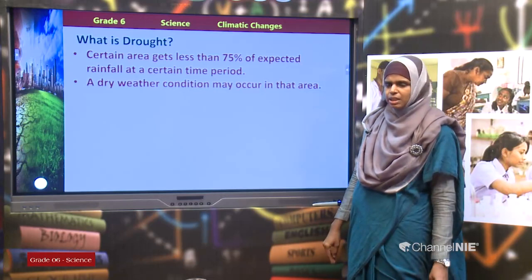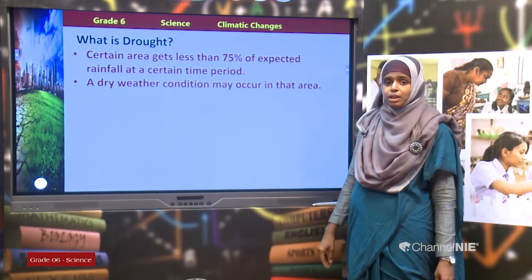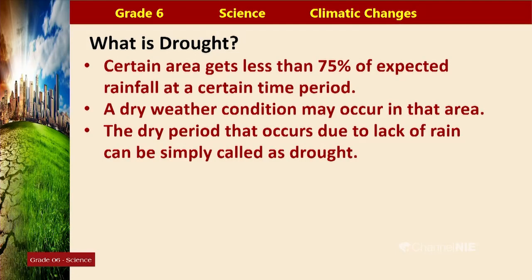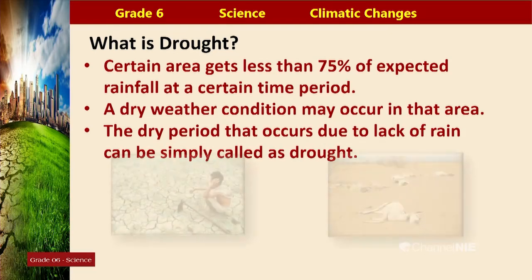As a result, there will be dry weather conditions in that area, children. That area would have very dry environmental conditions, and we call this dry period that occurs due to the lack of rain, drought. Whenever there is no rain, the dry period which occurs is called drought.